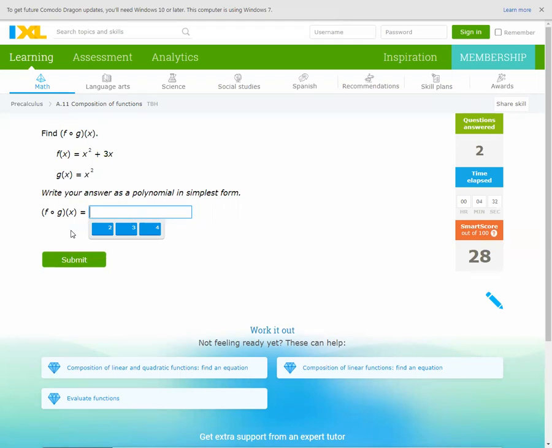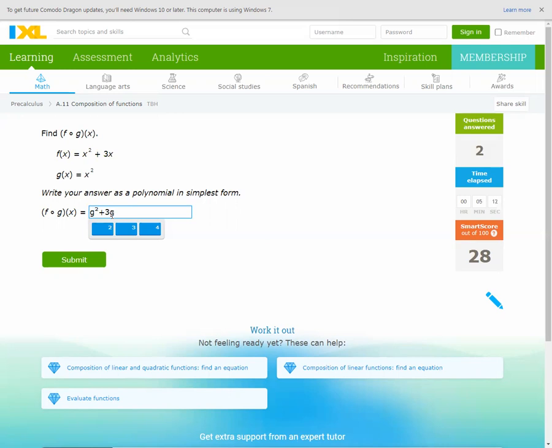Problem number 3. He asked for f circle g of x. Once again, what's the second? It's g. I have to take g and put it here instead of x above. So the first function is x to the power of 2 plus 3x, right? This is the function f. Instead of x, I am going to write the function g.